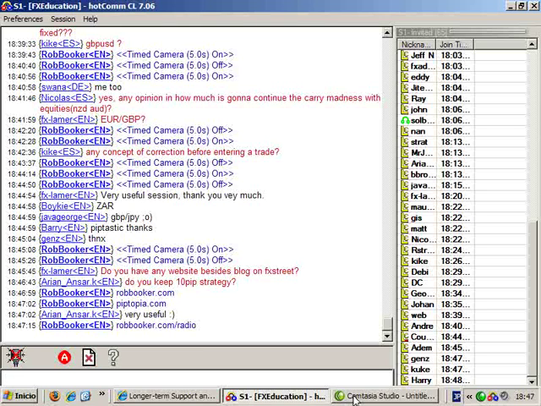I can't get the ZAR. I can't get that currency pair up. So if you've got some questions about other currency pairs, I'd love to hear your questions.